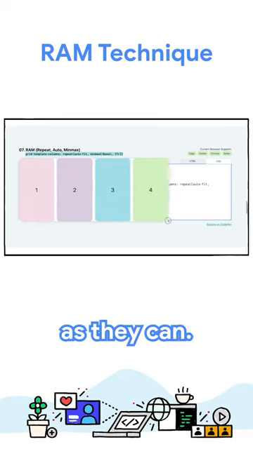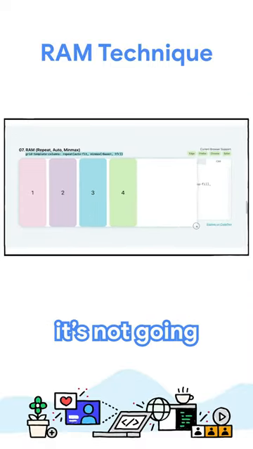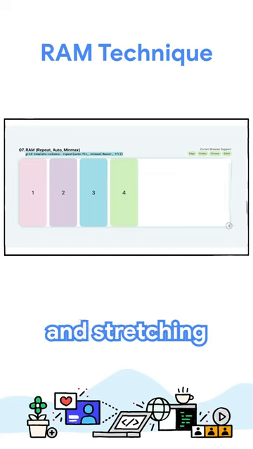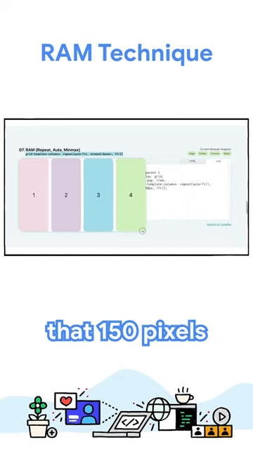space as they can. Now, if we change this to auto-fill, as I increase the size, it's not going to be spanning and stretching to take up the remainder of the space. It's actually going to be using that 150 pixels as a baseline.